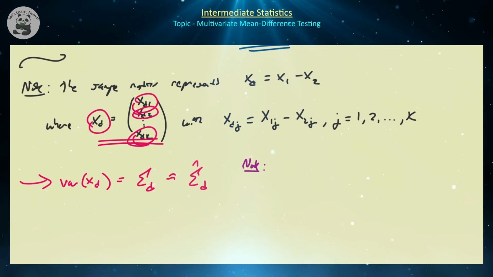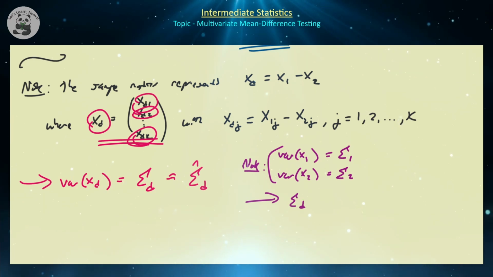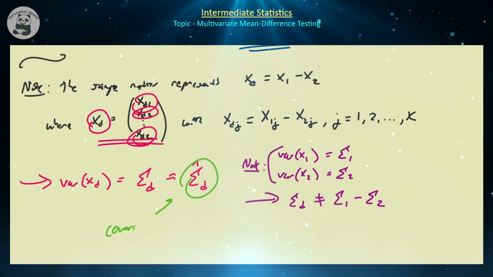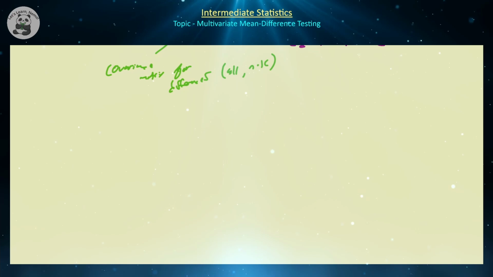Now, it's very important to note that if the variance of our first vector is sigma 1, and the variance for x2 is, say, sigma 2, then the covariance matrix for the difference is not equal to the difference of covariance matrices. This follows parallel, just as before. So this is the covariance matrix for the differences, all n times k of them. Right? So once we have that, then we should be able to build some nice test statistics for that.